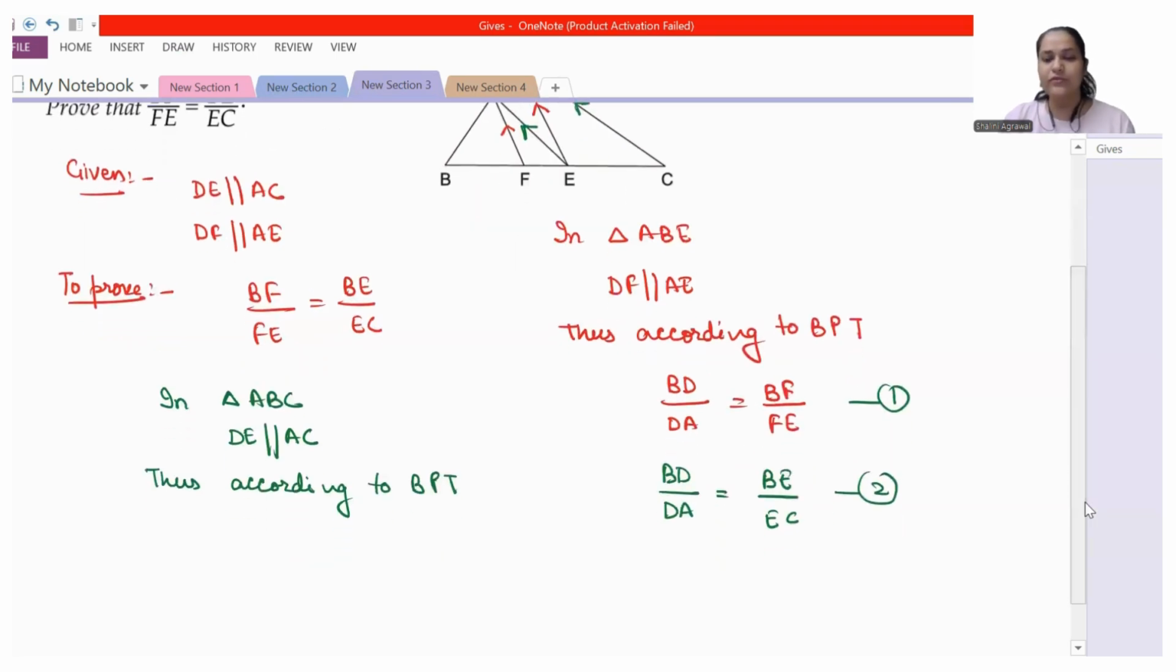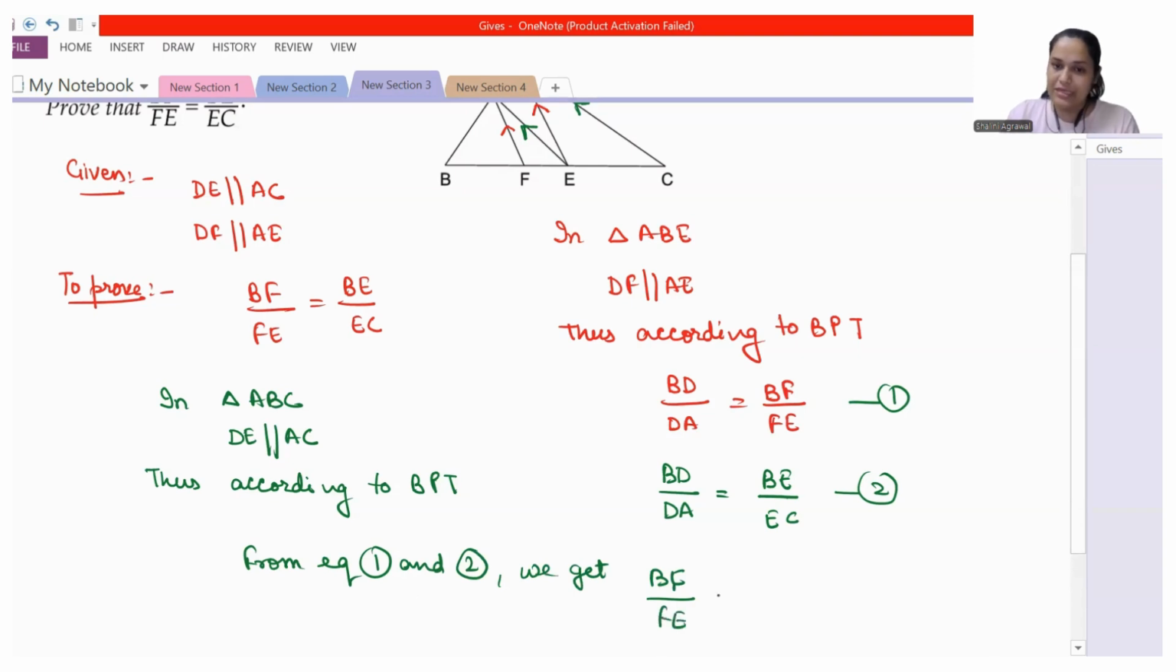Can you just compare equations 1 and 2? Both the equations have the ratio BD upon DA. So we can say that from equations 1 and 2, we get BF upon FE is equal to BE upon EC. Yes, and this was the only statement that we had to prove. So is it easy? Had we proven it very easily?